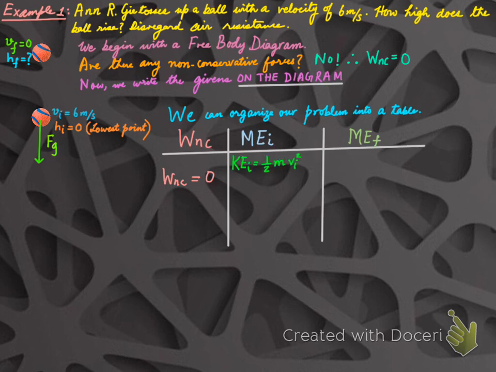So let's begin with the initial kinetic energy. You're not given the mass, but usually that's not a problem because we just leave mass in there and eventually the mass is going to cancel out.